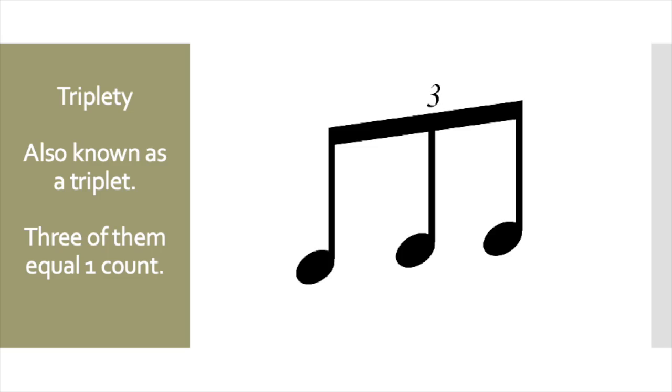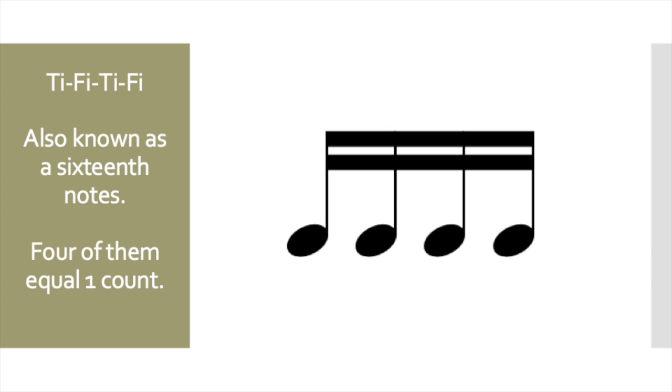Now we're going to learn a few more that may not be so familiar. This next one is called a triplet. When you clap it, you'll say triple T. It takes three of these to equal one count. The last one I'll show you is the 16th note. These are the quickest notes we've learned so far because you need four of them to equal one count. When you clap 16th notes, you'll say teefy teefy.